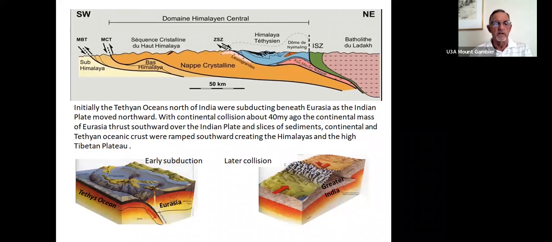So it would have been a bit like Sumatra today, with volcanic island arcs and the mainland of Eurasia behind it. And then with later collision, continent to continent, you get this effect that we see in the upper diagram. I think I'll state there, initially, Tethyan oceans north of India were subducting beneath Eurasia as the Indian plate moved northward. With continental collision about 40 million years ago, the continental mass of Eurasia thrust southward over the Indian plate, creating the Himalayas and the high Tibetan Plateau.